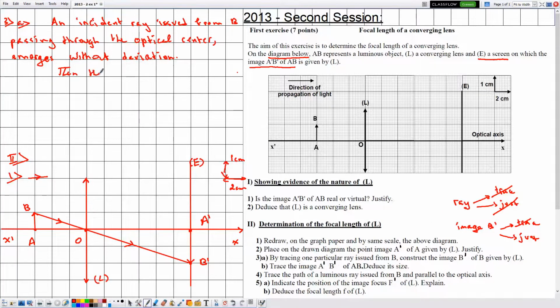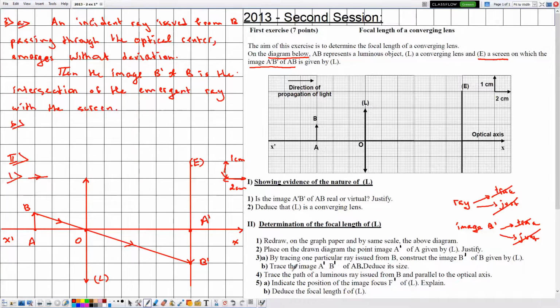Then the image B prime of B is the intersection of the emergent ray with the screen. Then done for 3 part A.